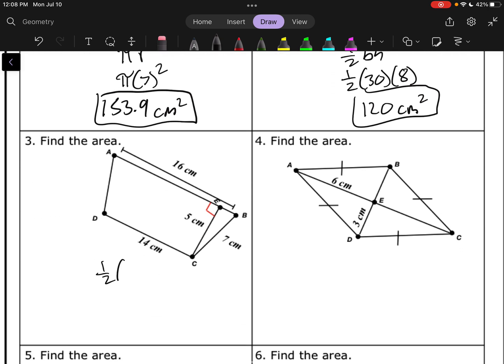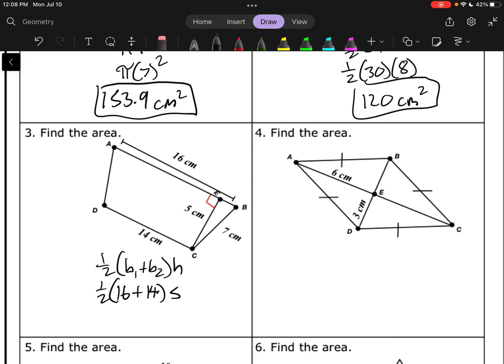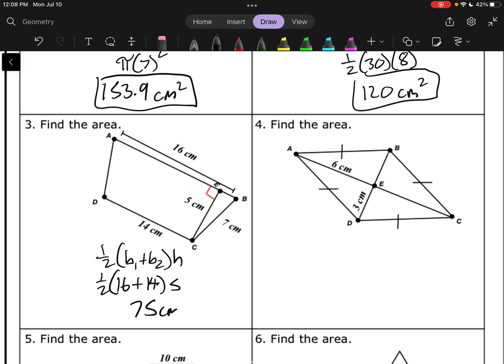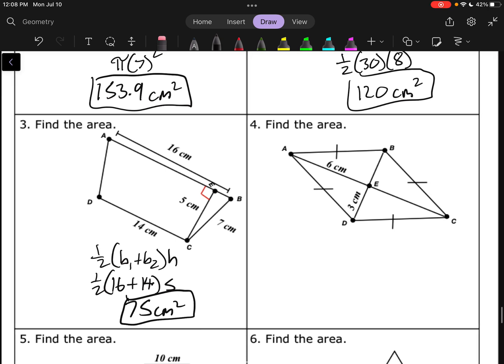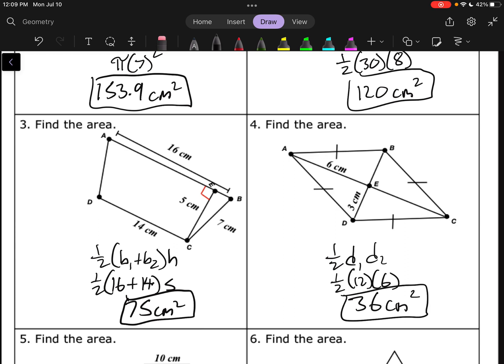Then we had a trapezoid. 1/2 (b1 plus b2) times h. That should be 1/2 times (16 plus 14) times 5. And that should be 75 probably. Yeah, 75 centimeters squared. For our rhombus looking guy over here, we're going to do 1/2 d1 d2. That's 1/2 times 12 times 6, which should be 36 centimeters squared.